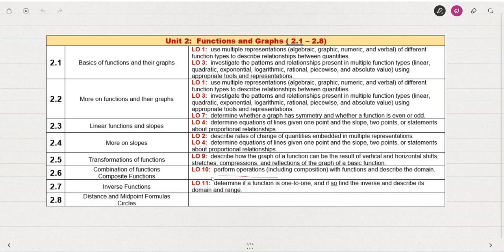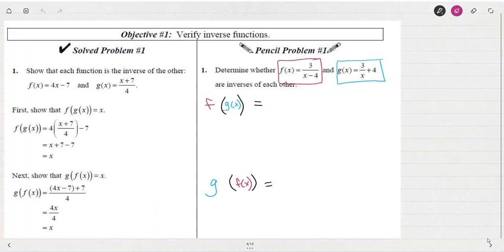The purpose of this video is to look at this objective here: to determine if a function is one-to-one, and if so, to find the inverse and describe its domain and range. Now, if you are completing Precalculus Algebra and this is one of your learning objectives, then by the end of this section, you should be able to determine if a function is one-to-one. You, the student, should be able to find the inverse if the function is one-to-one, and you should be able to describe the domain and range of the function.